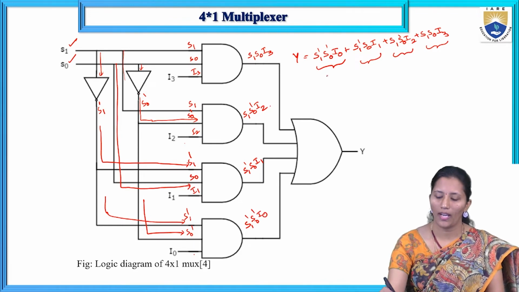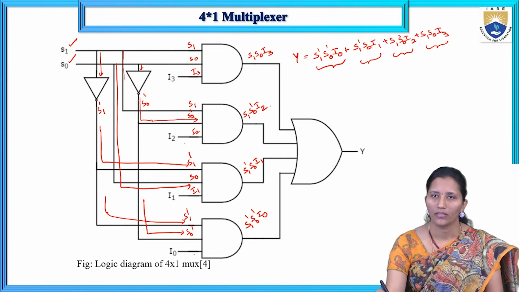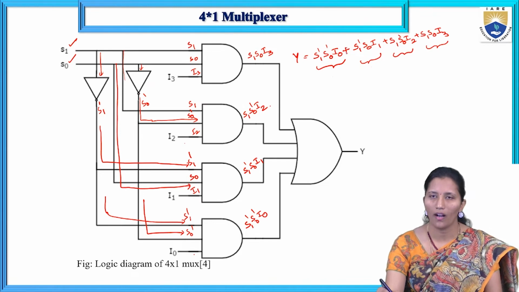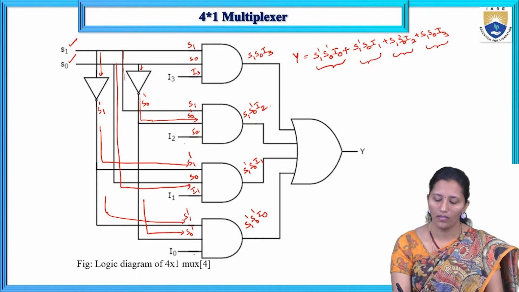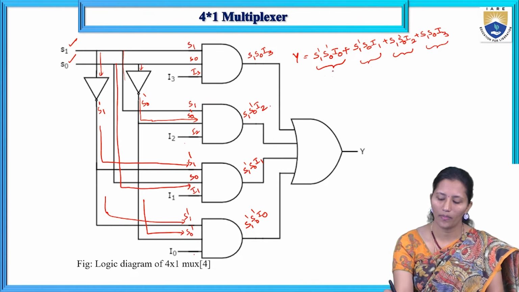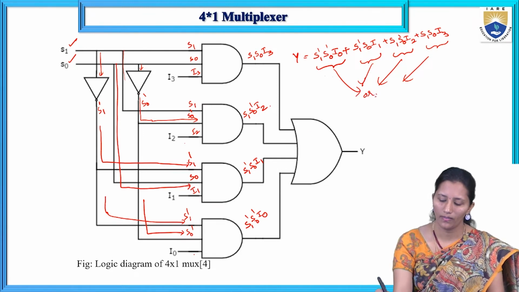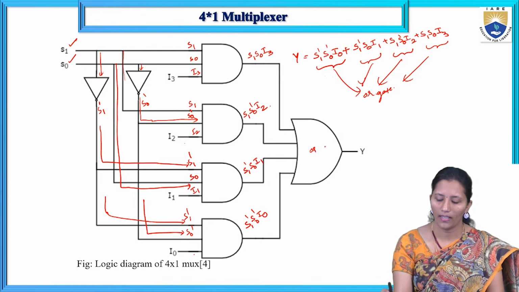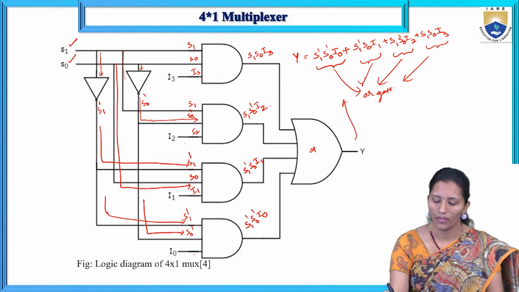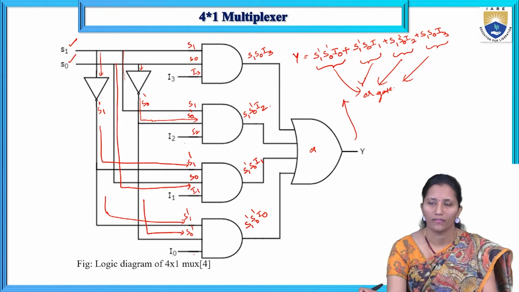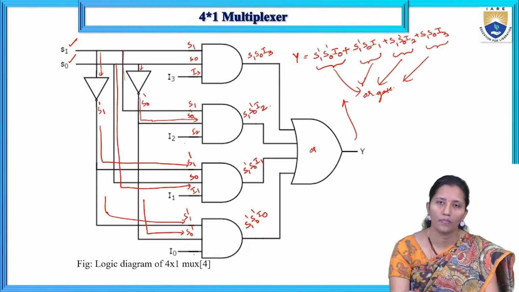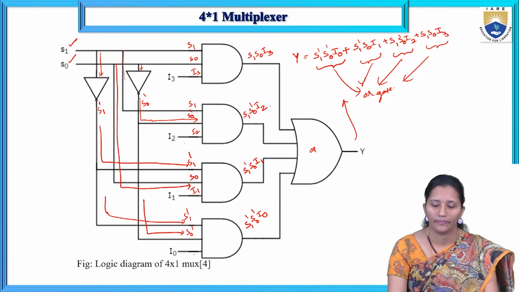So we are adding all these product terms. For plus we have to use the OR gate, OR operation. So we are giving all these product terms to the OR gate. These all are the inputs to the OR gate. Here we are going to get the output Y, the summation of all these product terms. This is the 4x1 multiplexer logic diagram.